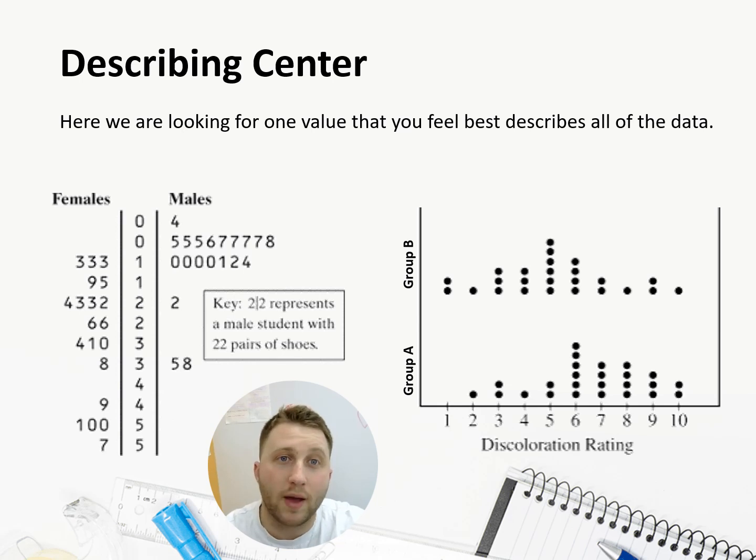We could also describe a distribution by giving a measure of center, like median or mean, and this is the single value that I would give to describe a distribution to somebody who couldn't see it if all I was allowed to do was give them one number.